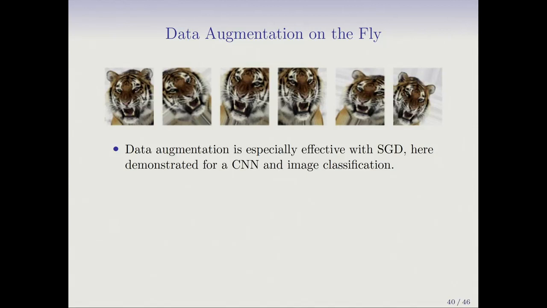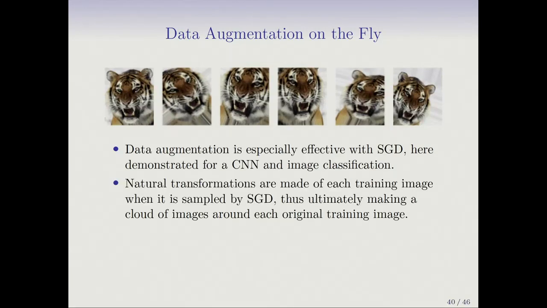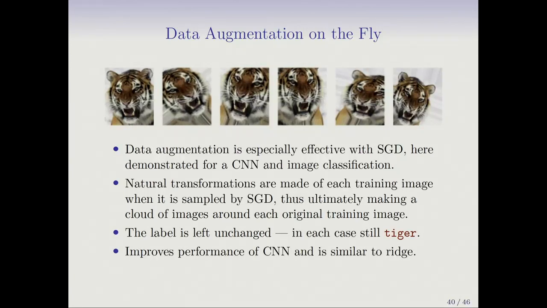So you can think of this as creating around the original tiger a cloud of different versions of the same tiger, but somehow they all represent that same tiger. So that's like adding the random noise. And of course, the label for all of those images is tiger. Okay? And when you do that, it improves the performance a lot. And you can think of it as a form of ridge regularization. In the community, they think of it as augmentation.